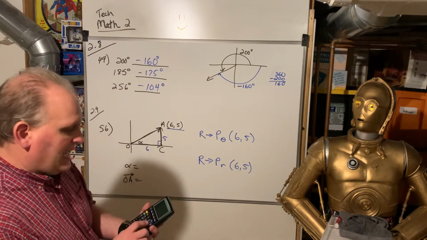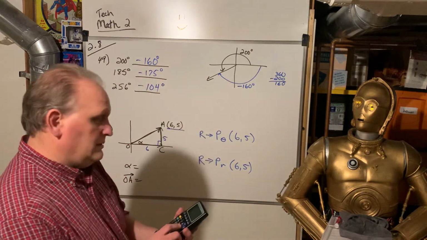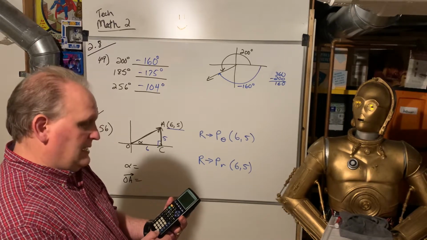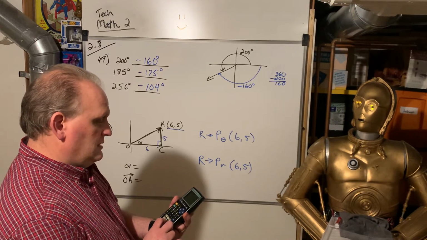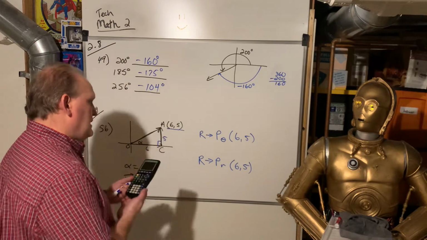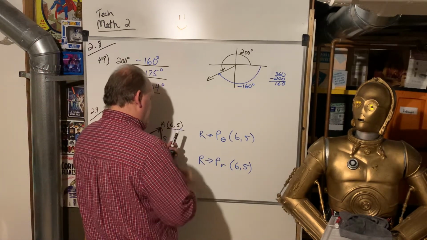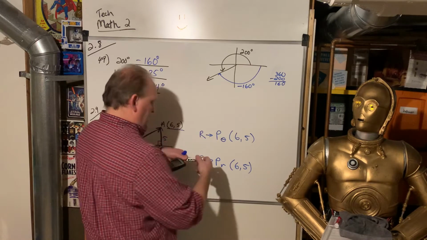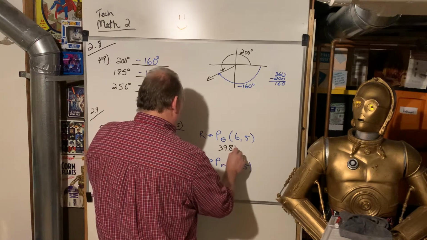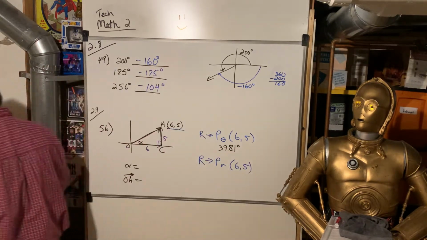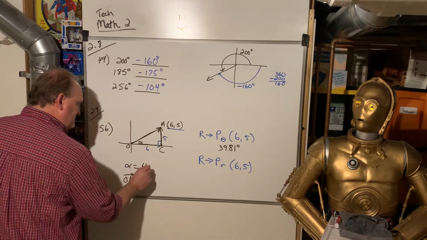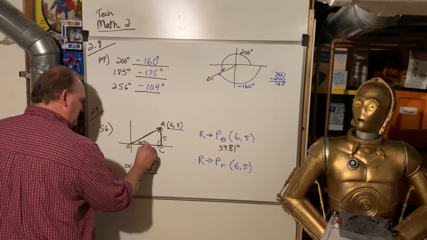So you go second apps, that's angle. You go down till you see R to P theta, hit enter, and then do 6, 5. That's x, y. So you put in a rectangular coordinate, and it kicked out the polar angle that goes with that. That is 39.81. I think it's likely they're going to tell me to round it to the nearest whole number, so that would be 40 degrees. So this angle is 40 degrees.